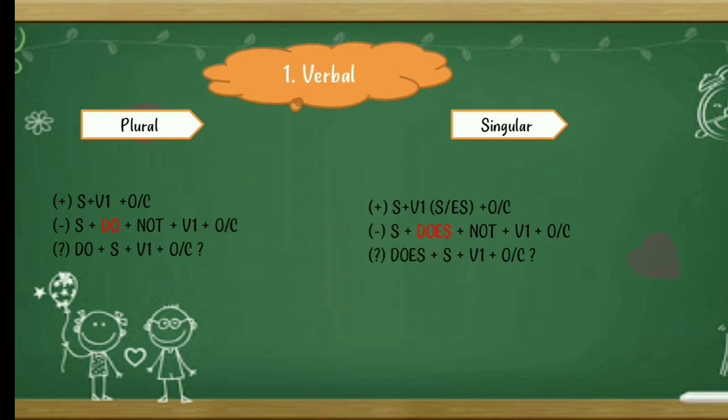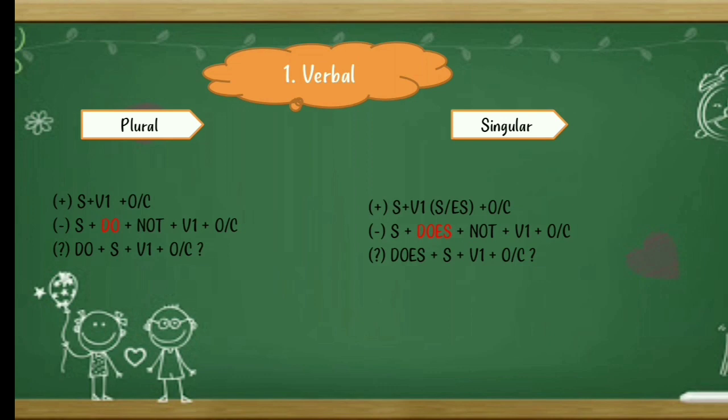Rumus untuk verbal. There are 2 formulas. The first one is plural and then the second one is singular. Okay? Perhatikan, ingat verbal tadi adalah ada aksinya. There is action. And now the verbal itu juga dibagi menjadi 2, yaitu yang dia punya subjek lebih dari 1 dan kalau subjeknya 1 aja. How to create the sentence.